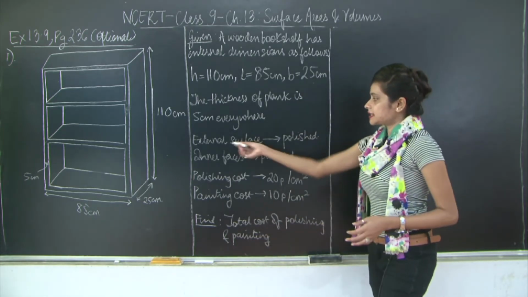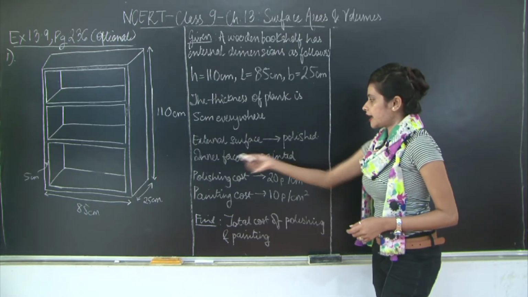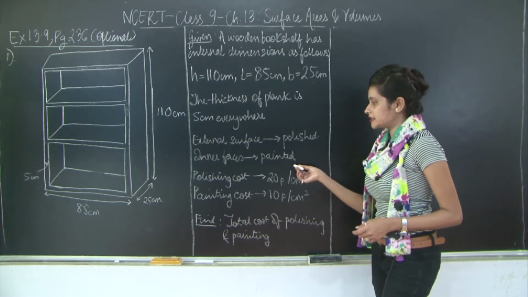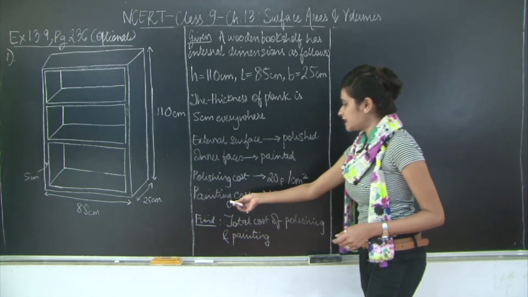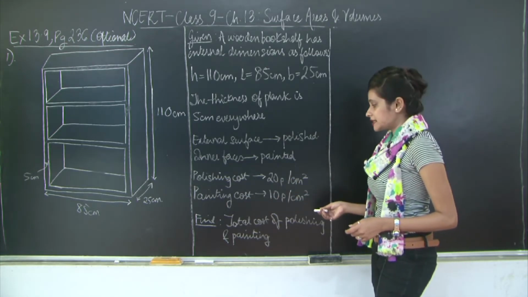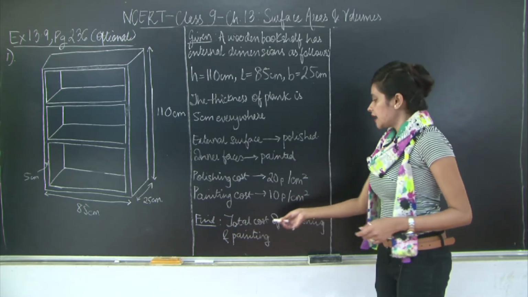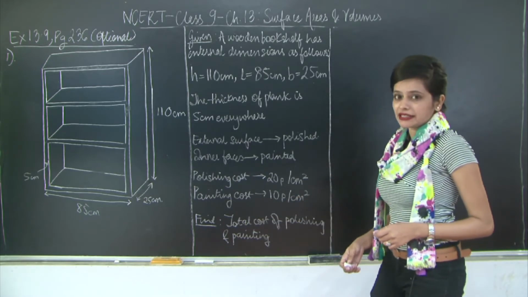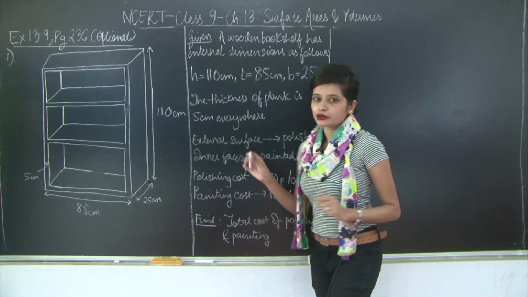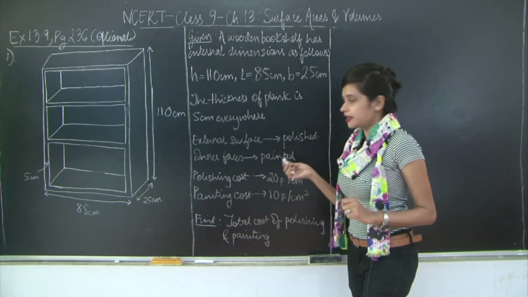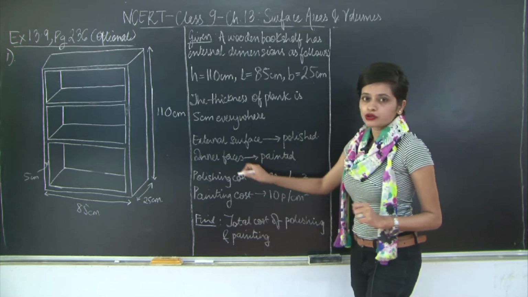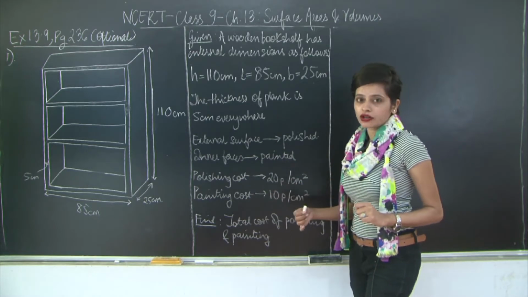Now the external surface is supposed to be polished and the inner faces are supposed to be painted. The polishing cost is at the rate of 20 paise per centimeter square and painting cost is 10 paise per centimeter square. We need to find the total cost of polishing and painting. So how do we do this? We are going to find the surface areas, the external surface area and the inner surface area, and then we are going to multiply with the polishing and painting cost respectively.